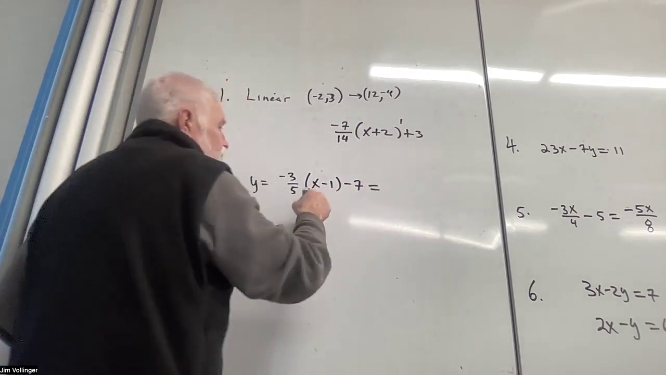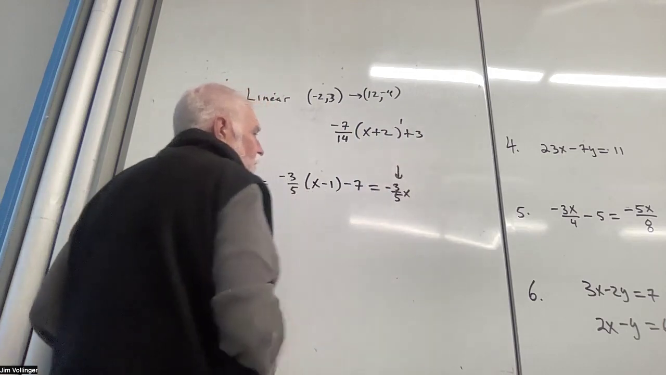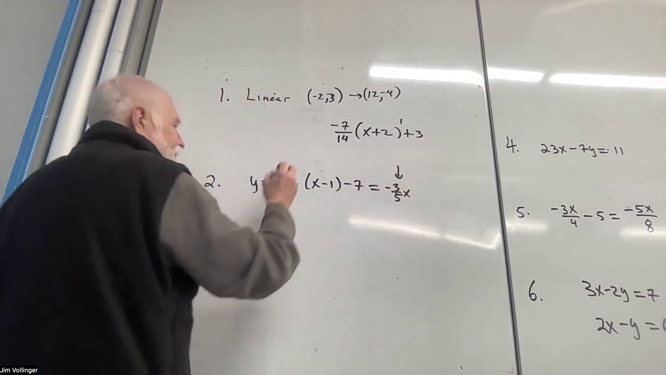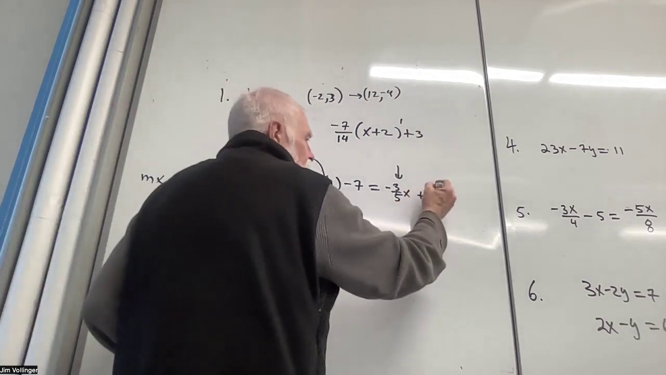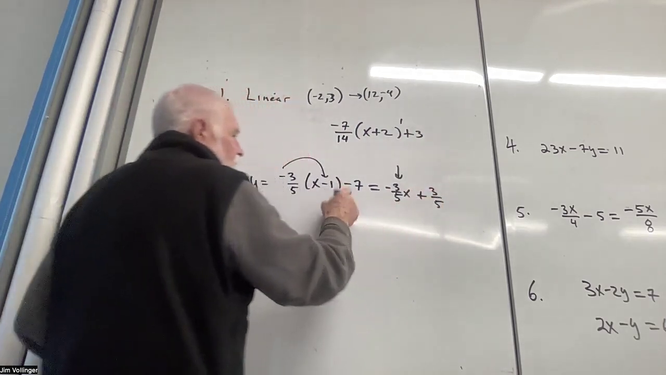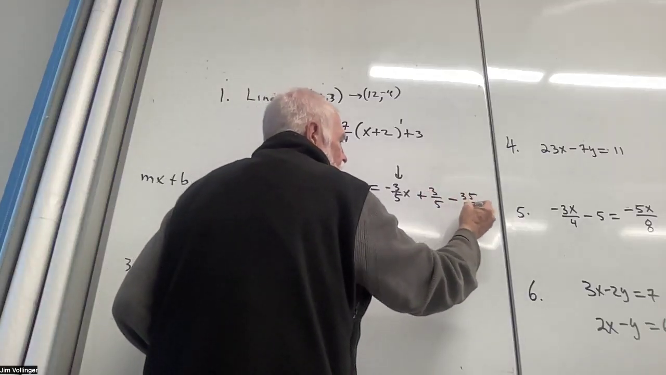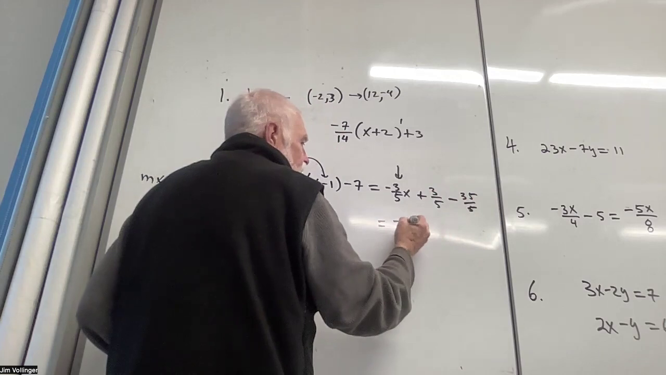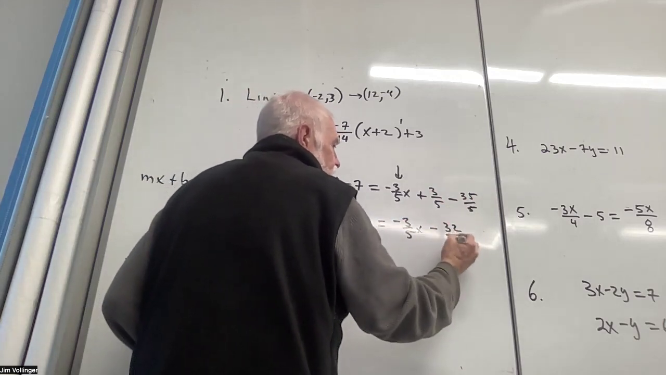Slope-intercept form. So I'm going to distribute -3/5 x. That will not be part of the grading. I expect everybody to get that without any difficulty. A minus times a minus is a plus. So we got 3/5. And then we got -7, which we'll write as -35/5. And so final answer, -3/5 x, 3 minus 35, minus 32/5.